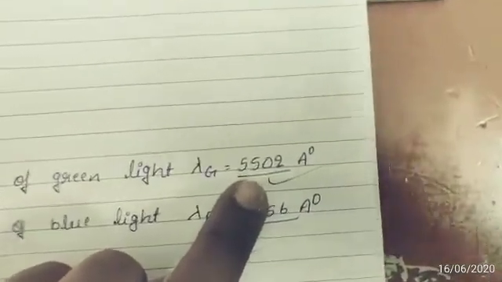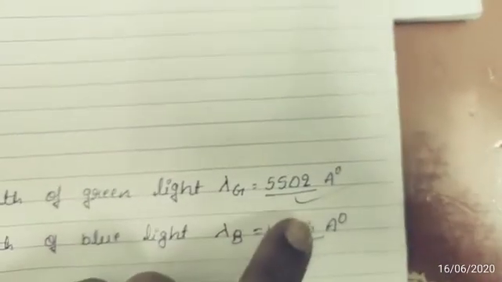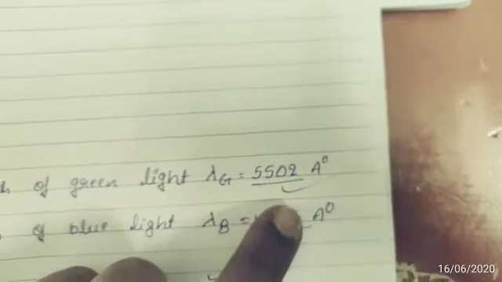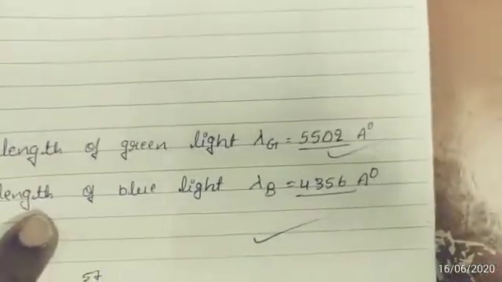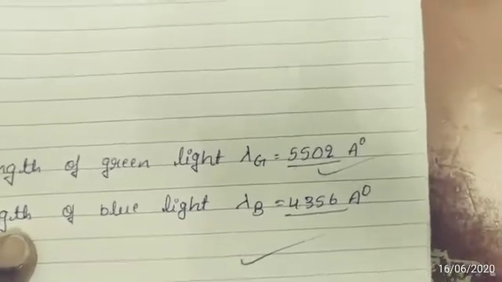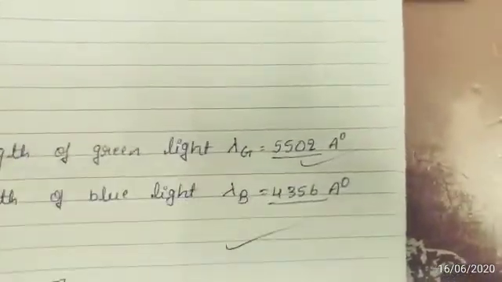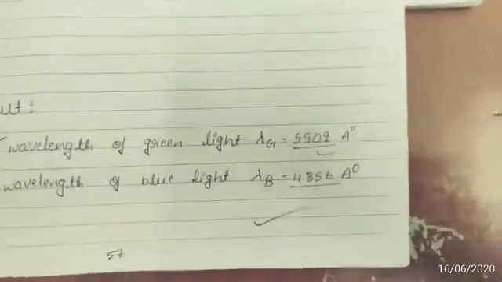I got the wavelength of green light is equal to 5502 into 10 raised to minus 10 meter, or 5502 angstroms. Similarly, the wavelength of blue light, that is lambda b, is equal to 4356 angstroms. Okay, thank you.